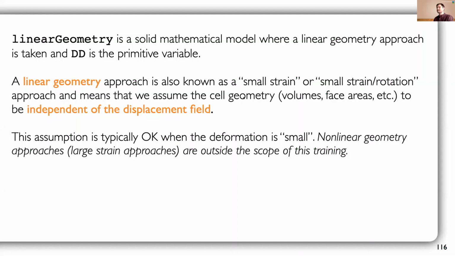The linear geometry approach is also known as a small strain or small strain rotation approach. So it's assuming that the cell geometries, i.e. the faces and the cell areas, are independent of the displacement field. It's assuming that the displacement is so small that it doesn't change the volumes or areas. This is a pretty standard assumption in stress analysis. In the same way that incompressible CFD is the standard for CFD, small strain or linear geometry is the standard for stress analysis. There are some special cases like metal forming where that's not okay, and you need to update the volumes and areas.